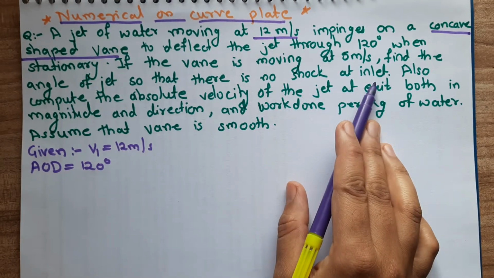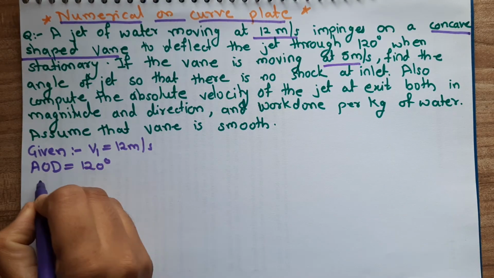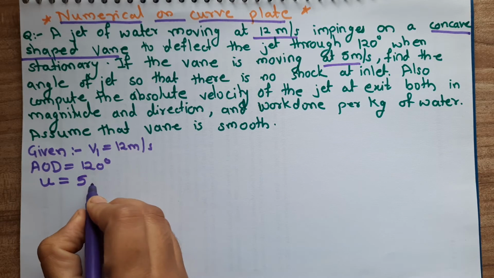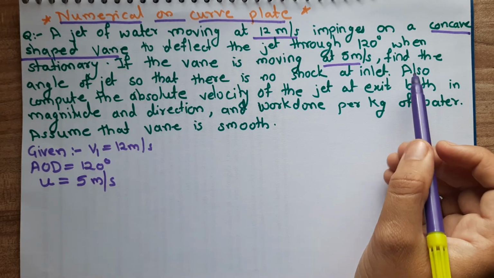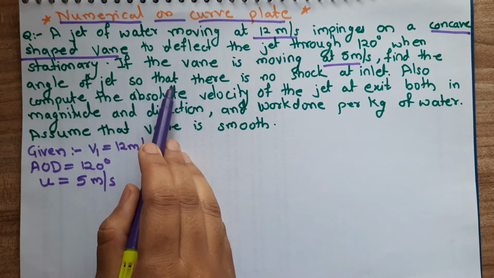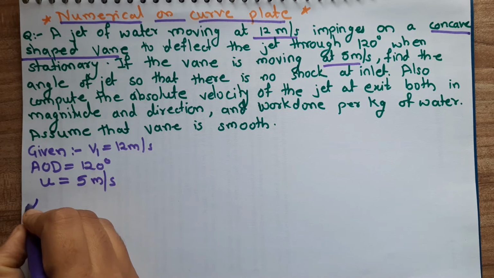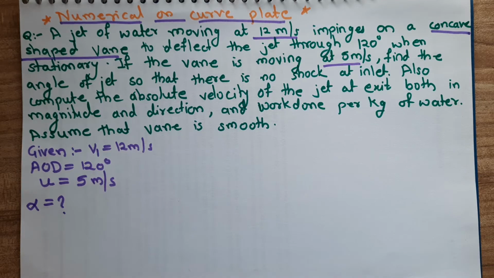shock at inlet. Again you can see here u, that means vane velocity is also given to us as 5 meter per second, and what we are supposed to find is angle of jet so that there is no shock at inlet. Angle of the jet at inlet is alpha. So this is the first unknown thing which we are supposed to find.